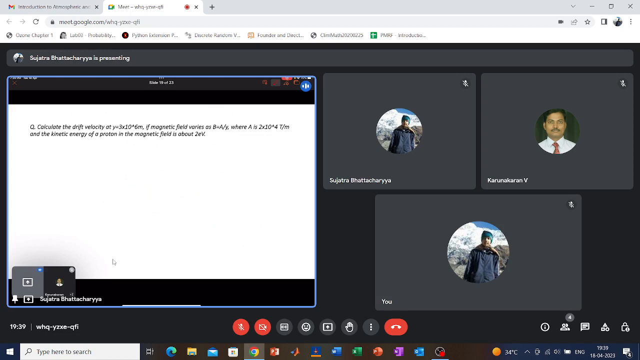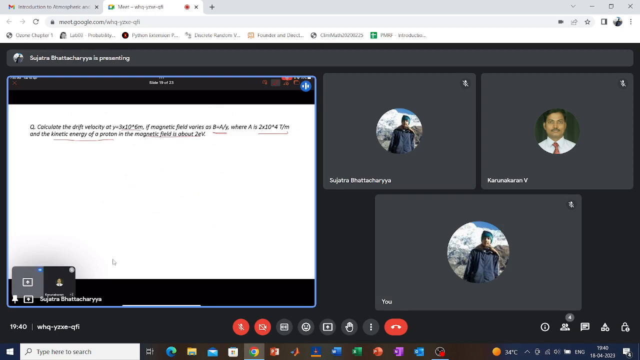Okay, so the question says, calculate the drift velocity at this particular point if the magnetic field varies as B is equal to A by Y. So Y is the variable, and the magnetic field is varying not in Y direction but as A by Y, and where A is given to us, and the kinetic energy of the proton in the magnetic field is given to be 2 electron volt. Okay.